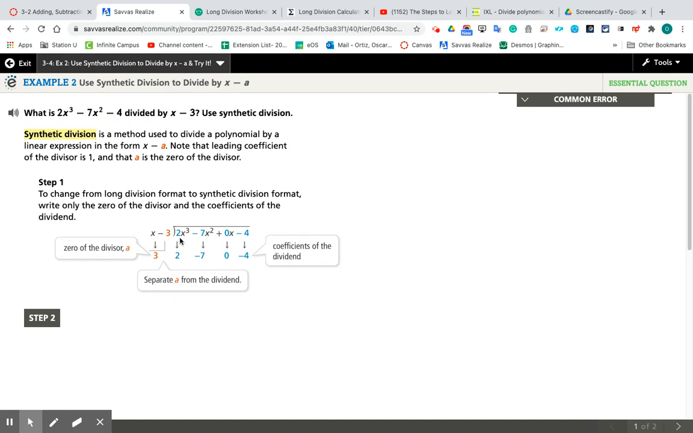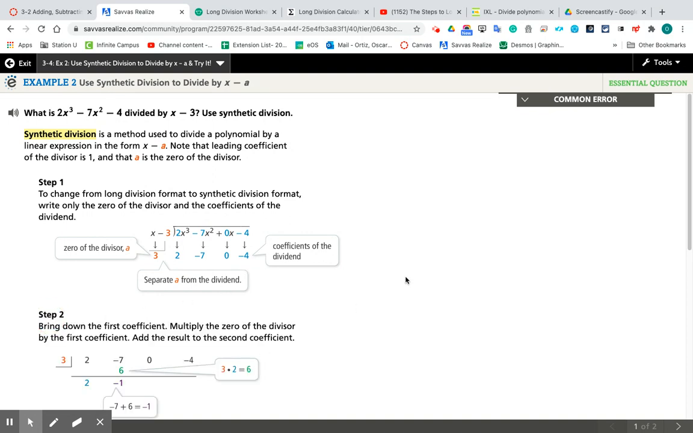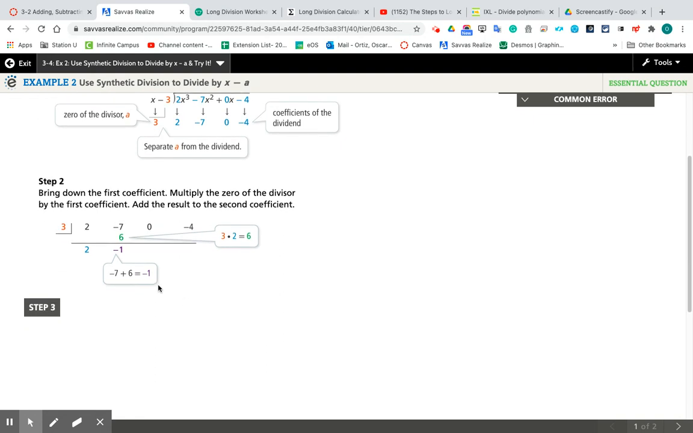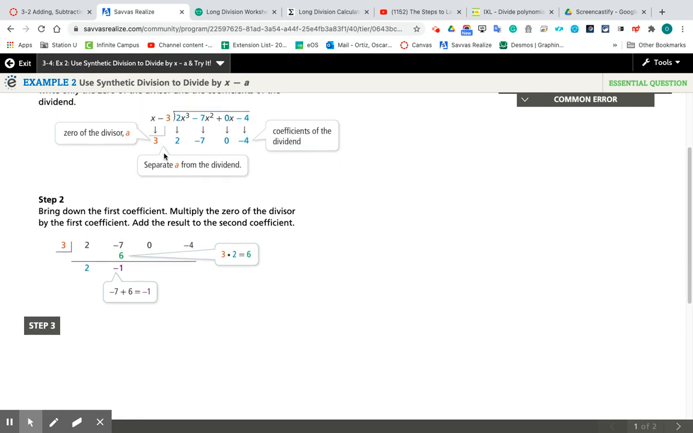And you will bring down all the coefficients: 2, -7, 0, -4. Notice we needed the 0 because there is no degree 1. And we have to have all the degrees: 3, 2, 1, 0. So you will fill out with zeros those degrees or terms for which you don't have a degree. -4, and then you start following this process. So notice that's how you start: 3 and then all the coefficients.